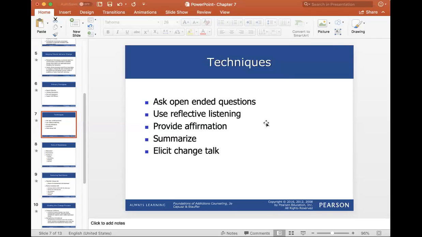Techniques that come up with MI is using open-ended questions. So staying away from yes or no questions, instead of like, so how many times a night are you in the bar? Five. Instead of saying that, saying, so what does a typical day look like for you? So kind of staying away from close-ended questions to promote active dialogue. You're going to use reflective listening, which is just reflective language, meaning that you're summarizing what you hear back in your own words. And if you miss it, that's okay.